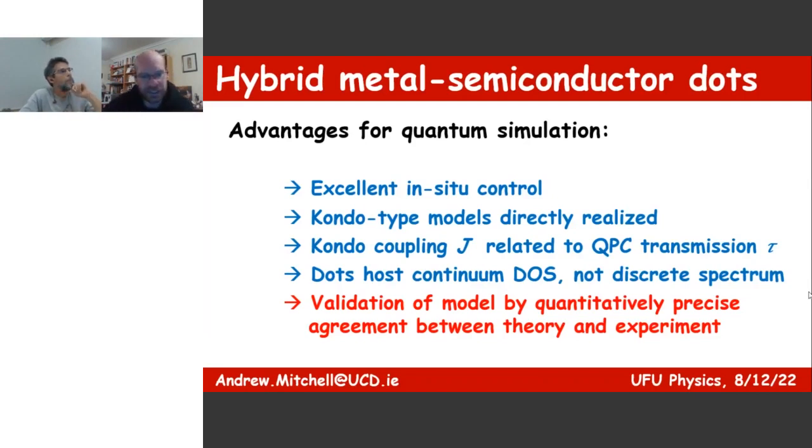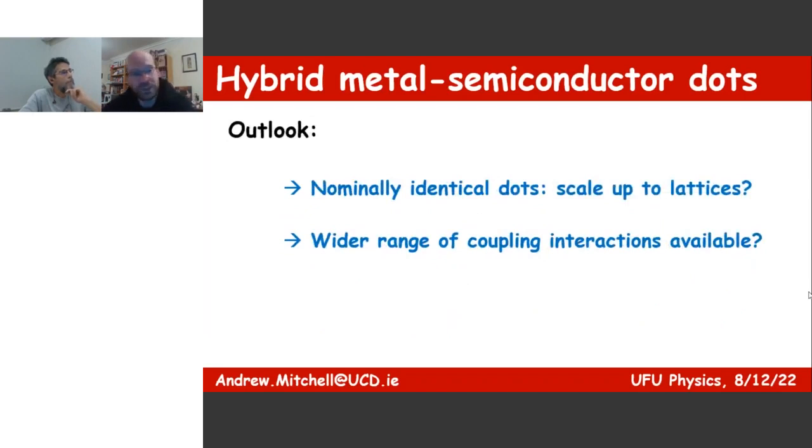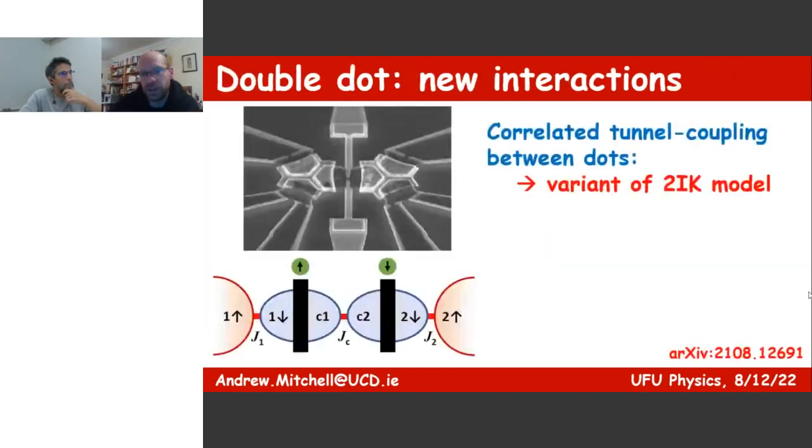So we want to check the kind of interactions that exist. We want to check that the dots are nominally identical. And so that's what we wanted to do. In order to scale up to lattices, we need identical dots. We also want to think about a wider range of potential couplings between the dots.